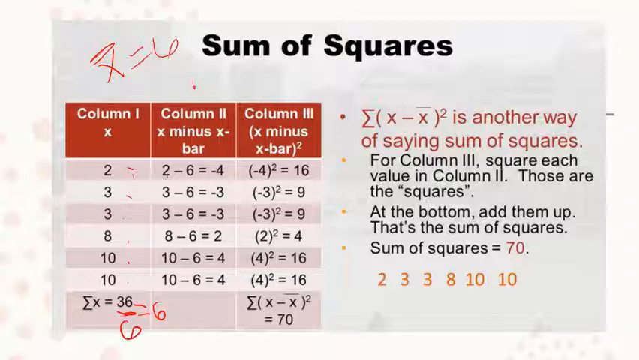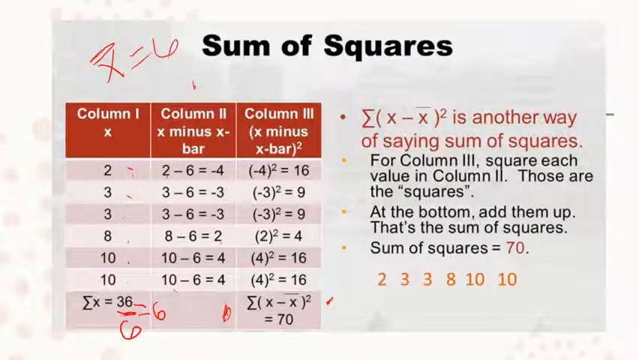So just go ahead and run through and do it. It's okay if you have negative numbers. Don't freak out. So 2 minus 6 is negative 4. 3 minus 6 is negative 3. 3 minus 6 is negative 3. 8 minus 6 is 2. 10 minus 6 is 4. And 10 minus 6 is 4. So we got all of our X minus X bar values right here. Now we're on the next section, column 3.